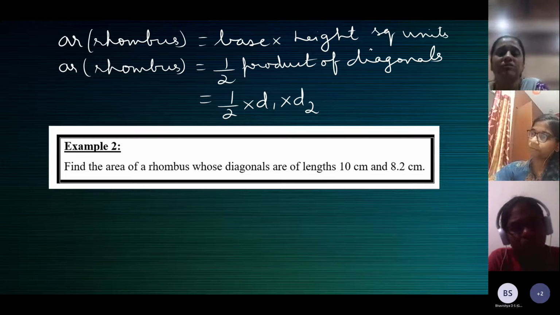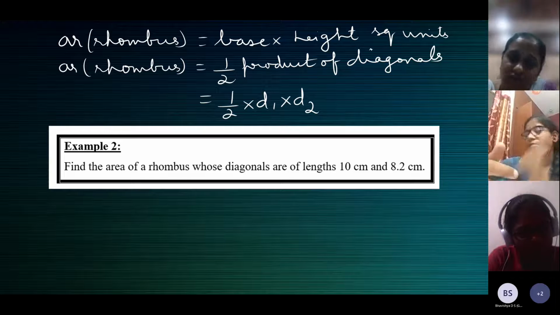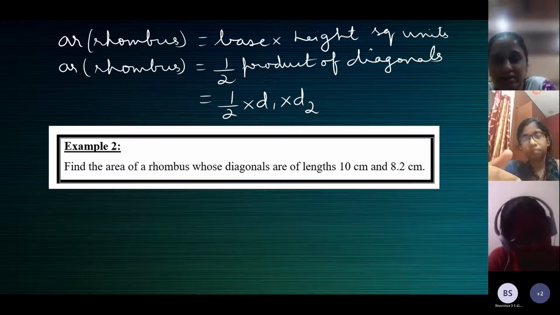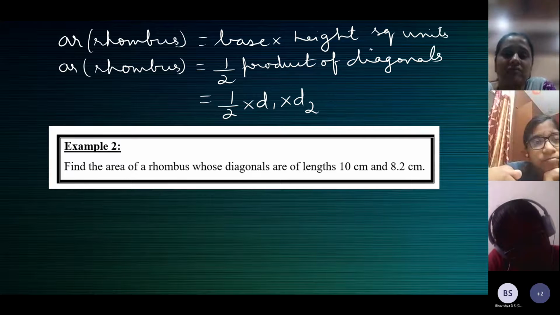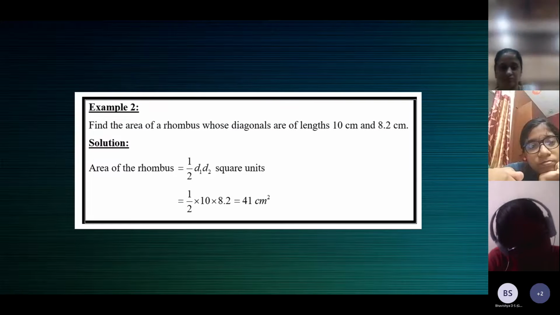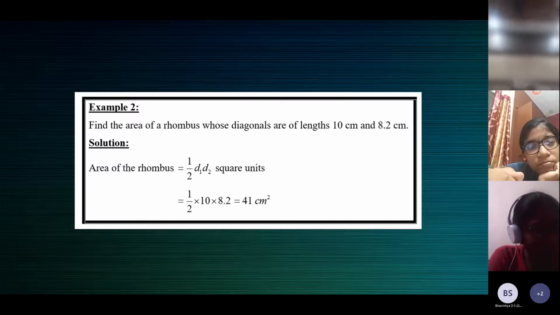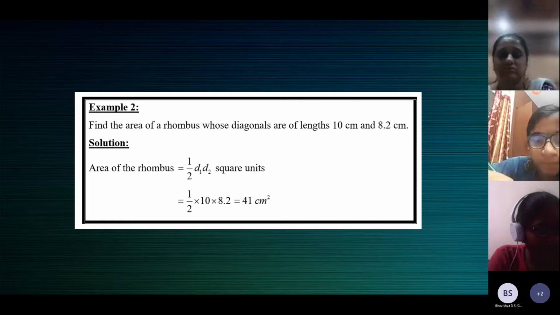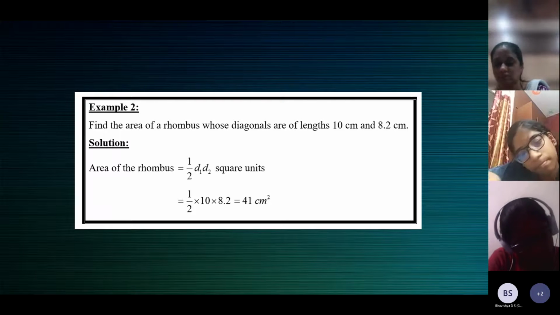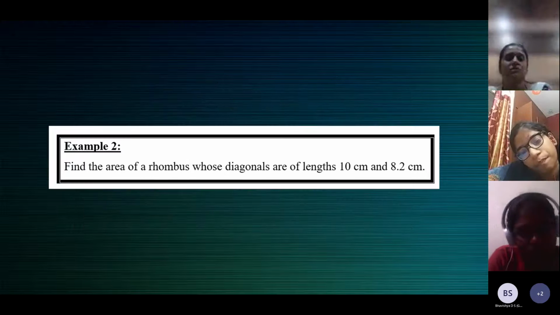So if you have the information regarding the base and height, use the formula base into height. So here we are given the lengths of the diagonals. So we have to use the formula half D1 into D2. Work this, children. Write down the formula.